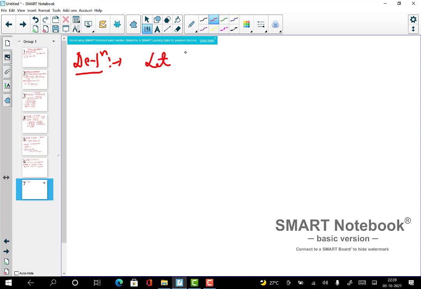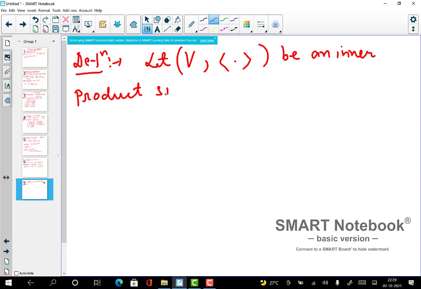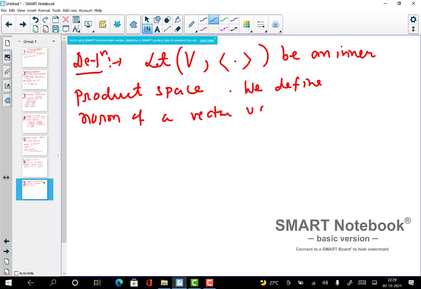So let V be an inner product space. Okay. And then we define the length or norm of a vector, say v belongs to V, by this quantity. So this is a symbol, norm of v. This is nothing but the positive square root of the inner product of v with itself.